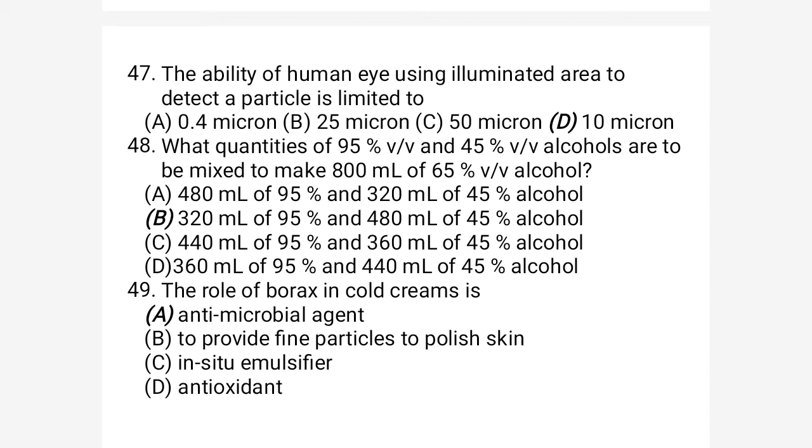That is a very easy question. Up to 10 microns we can see, so option D would be the correct option. Theoretically it is expected that human eyes can see up to 10 microns, though practically it will be more than 100 microns.